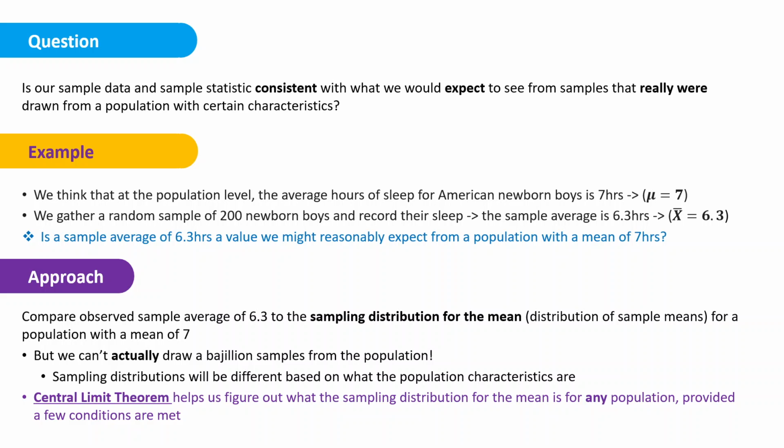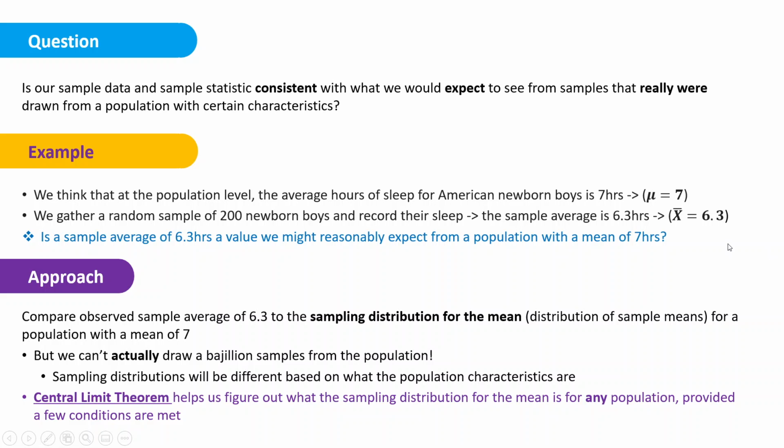However, the central limit theorem tells us that there are certain properties of sampling distributions that we can know without actually having access to the population and all these infinite numbers of samples. In other words, even though we can't actually draw a bajillion samples from the population, the central limit theorem is a theory that will help us figure out what the distribution of sample means will look like for any population. And it's going to tell us the characteristics of that sampling distribution, provided that a few conditions are met. In other words, a few things have to be true in order for the central limit theorem to help us figure out what the sampling distribution for the mean is going to look like. And this will make more sense in a few minutes.